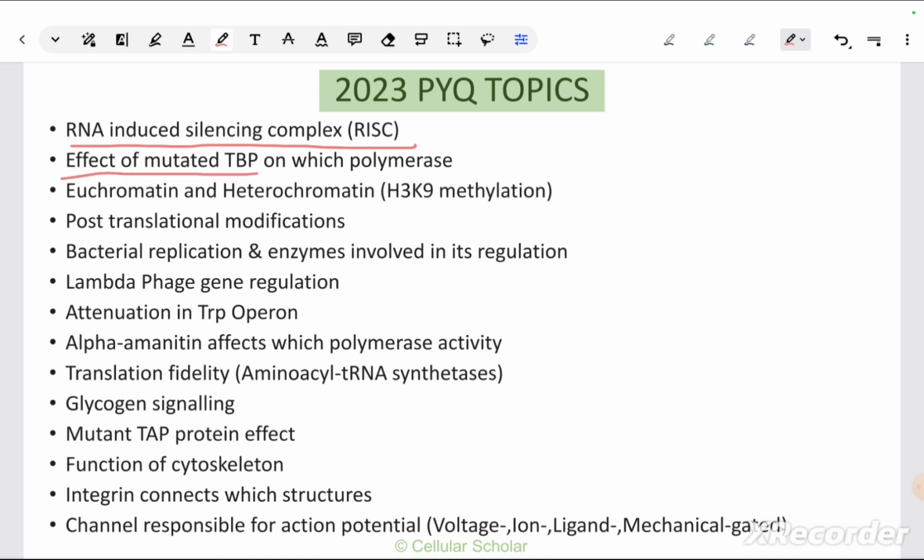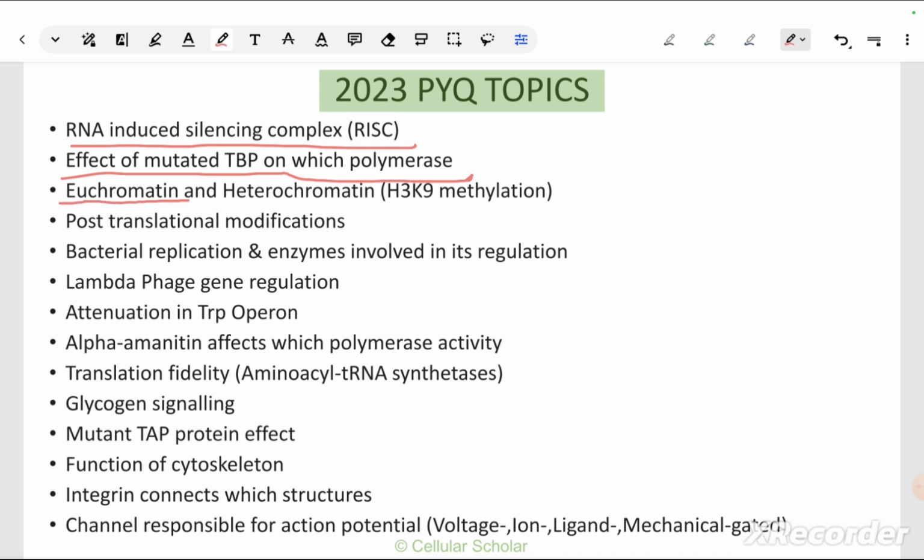Now, effect of mutated TBP on which polymerase? So if you want to know the basic process of transcription, you wouldn't know which polymerases are involved or which molecules are involved, TATA binding proteins, like what they do. You should have an idea about all these steps, then only you will be able to solve these questions.